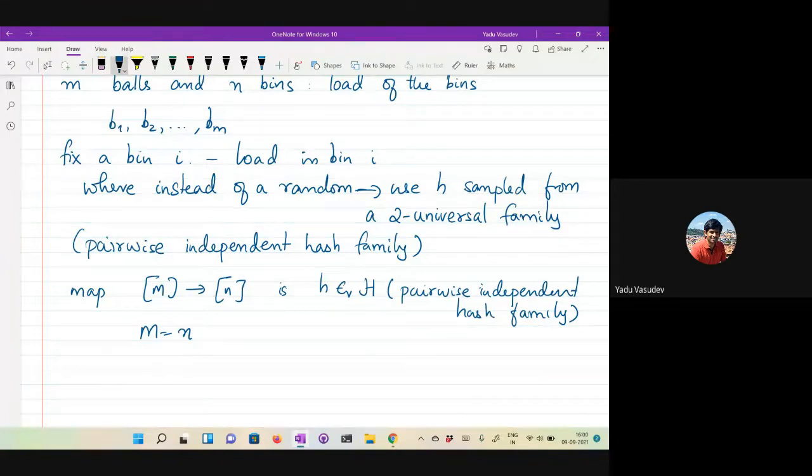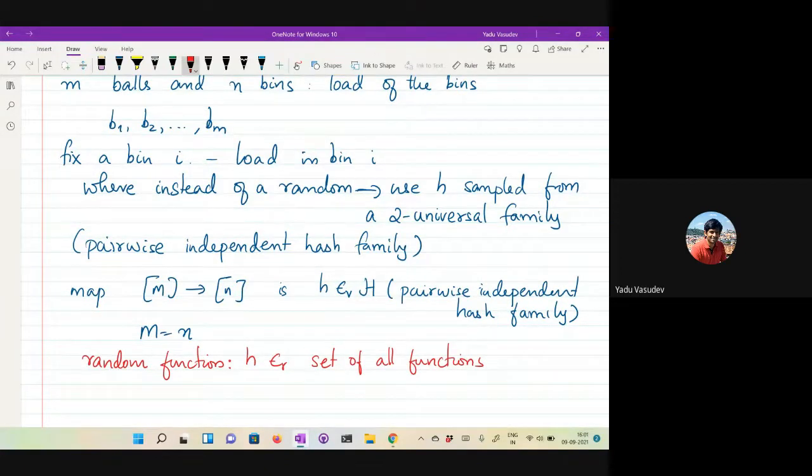What was the load in the case of a random function, right? What does it mean to say that you're taking a random function? You can think of a random function as choosing an h uniformly at random from the set of all functions. This is what it means to say you're choosing a random function.